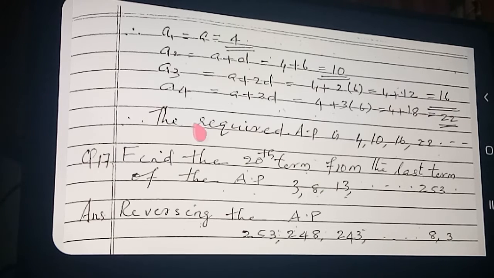Okay. So your question is to find the AP, determine the AP. For finding out the AP, you find out the first 4 terms. Here first term found, second term found, third term found, and fourth term found. Now you can write the AP. Therefore, the required AP is, first term, second term, third term, and fourth term, etc. It is an infinite AP. Therefore, the required AP is 4, 10, 16, 22, etc. Clear? Copy it then.